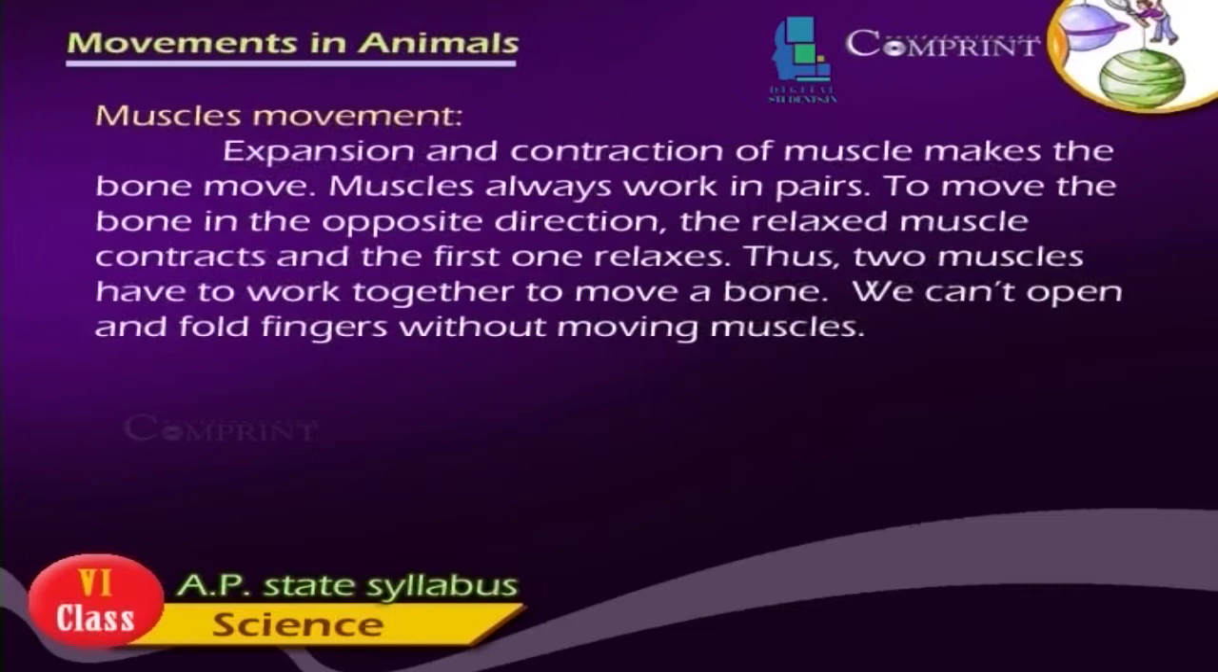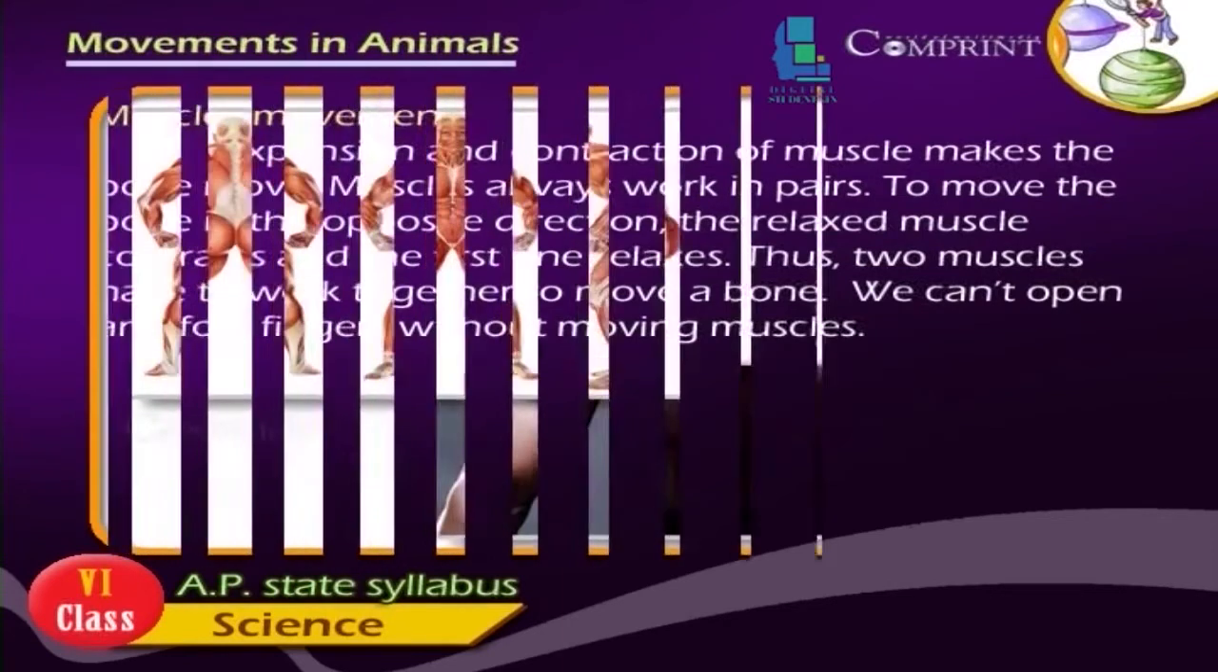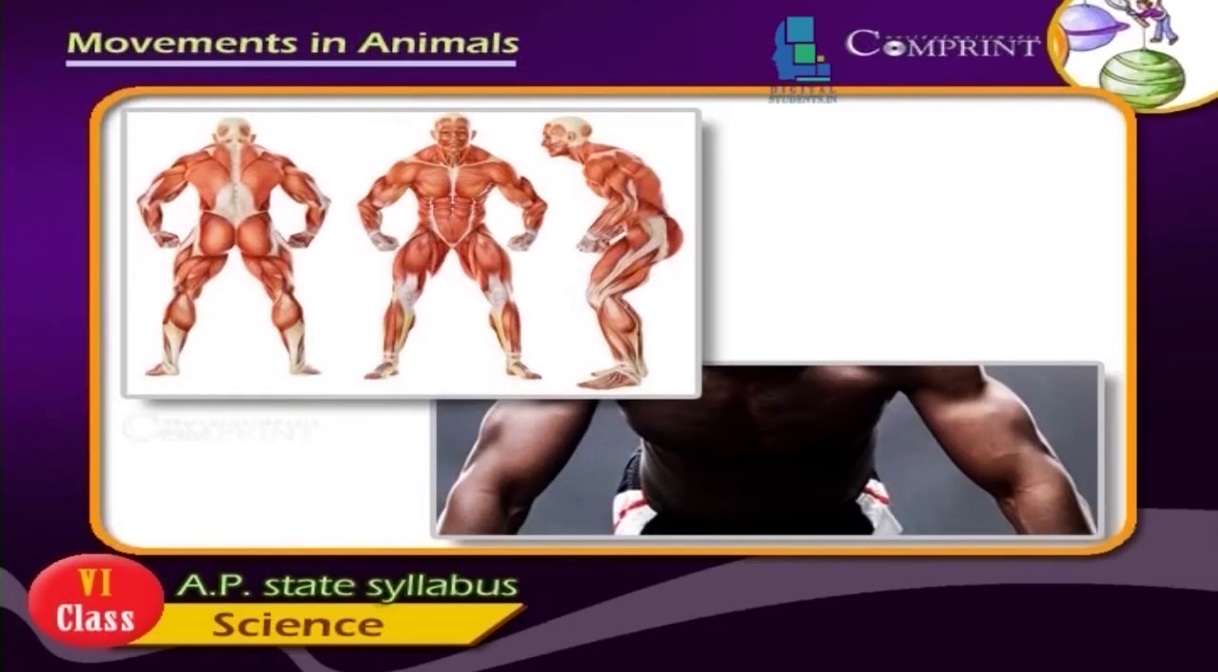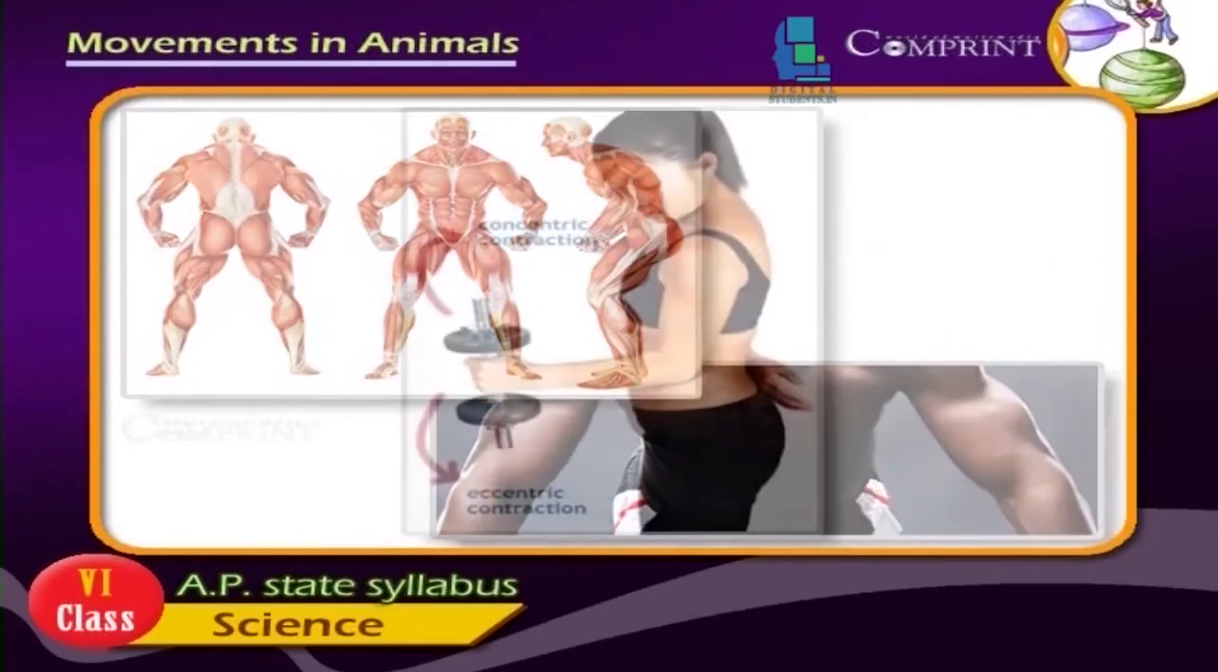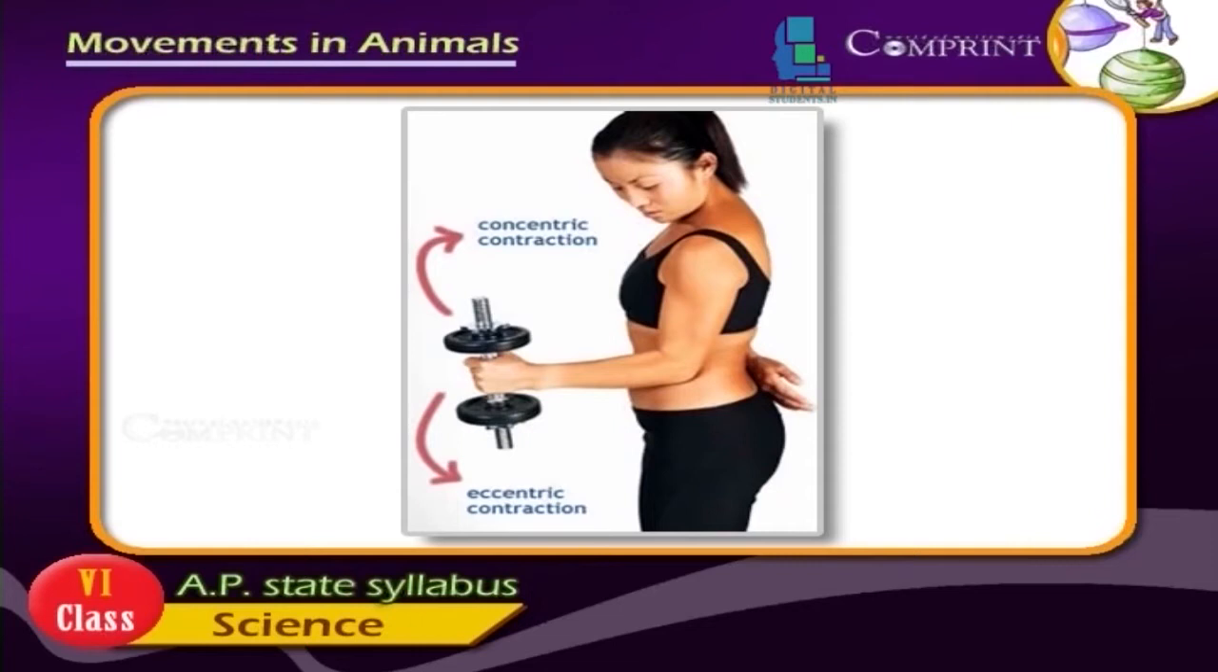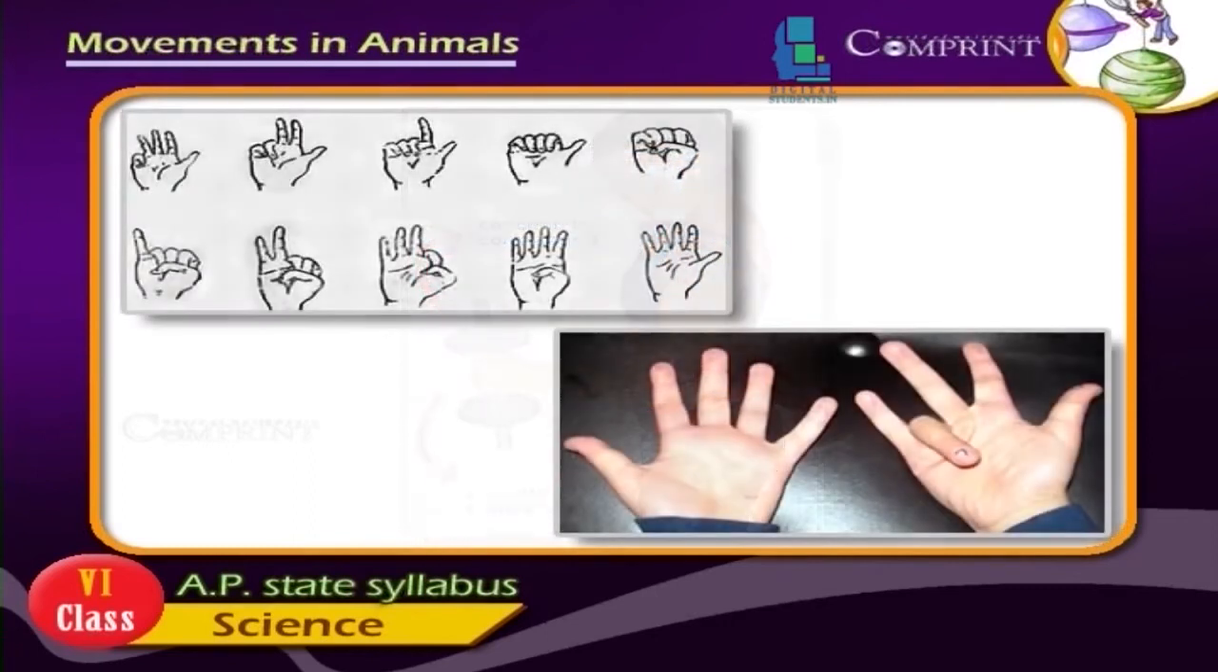Muscles movement. Expansion and contraction of muscle makes the bone move. Muscles always work in pairs. To move the bone in the opposite direction, the relaxed muscle contracts and the first one relaxes. Thus, two muscles have to work together to move a bone. We can't open and fold fingers without moving muscles.